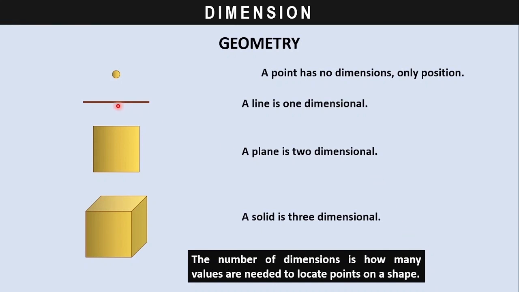To locate a point on a line, you need either x or y or z. Only one value is enough. To locate a point on a plane, you need either xy, yz or zx. Two values you need to locate a point on a plane. And in a solid, you need three values x, y, z to locate a point. So, according to the number of values, the dimension is decided in geometry.